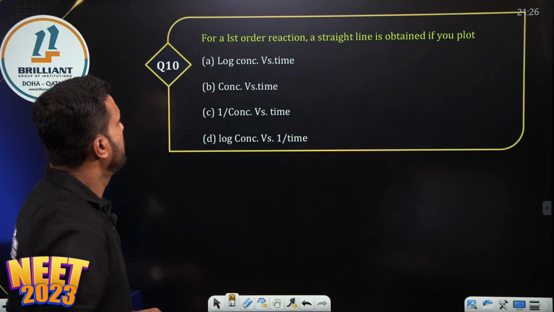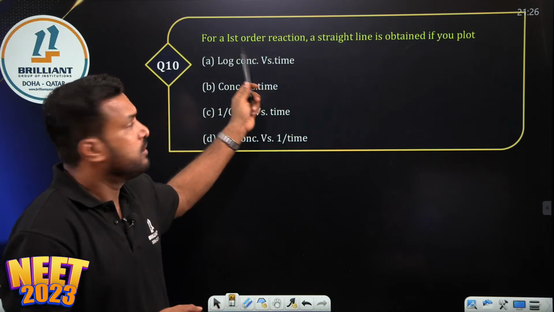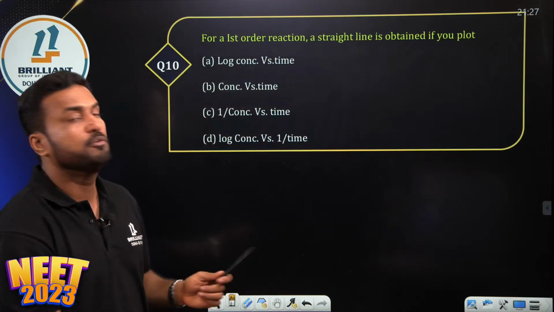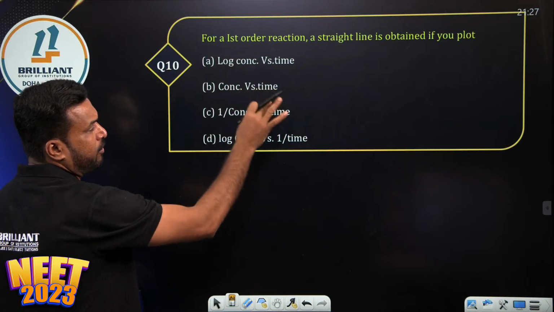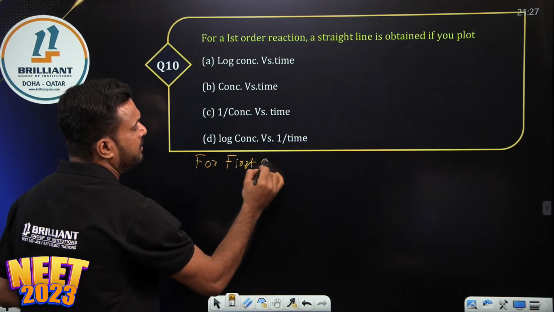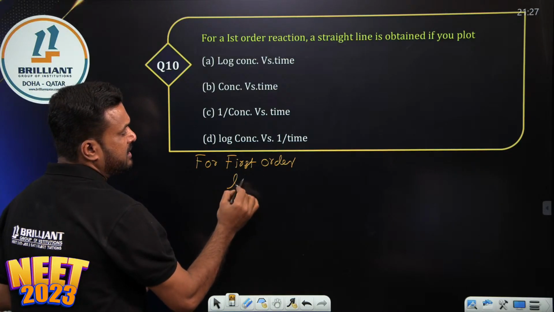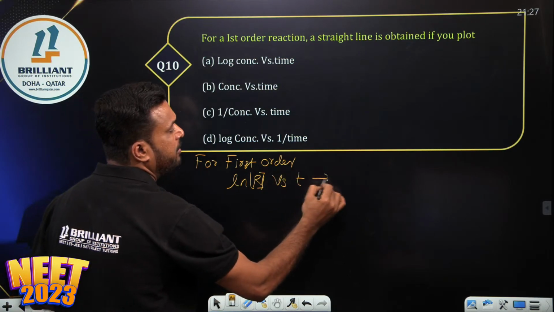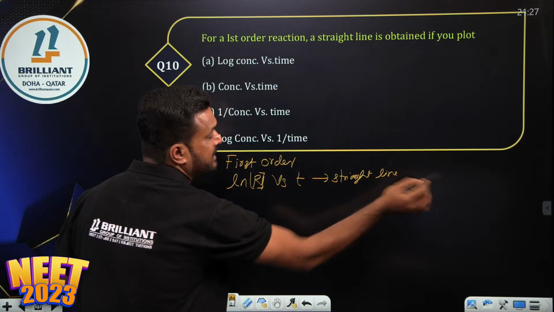Okay, we will go to question number 10. See, this is based on a graph or a plot. For a first order reaction, a straight line is obtained. For zero order and first order, we have some plot, that is graph-based questions. For a first order reaction, always keep in mind, we have log concentration, that is ln R concentration, versus time will be a straight line. Straight line with the negative slope.